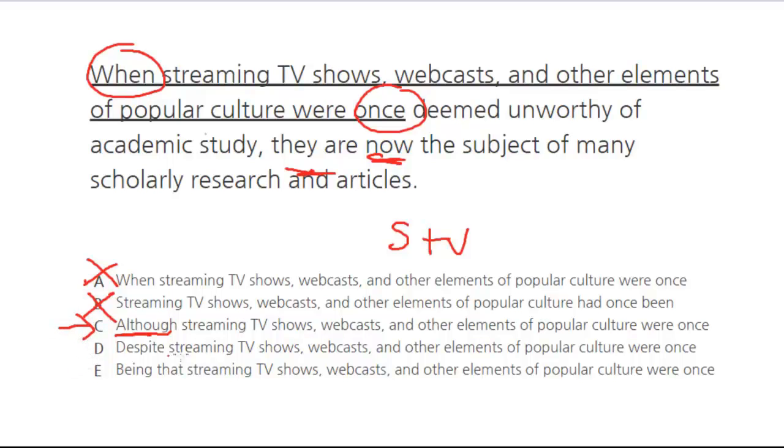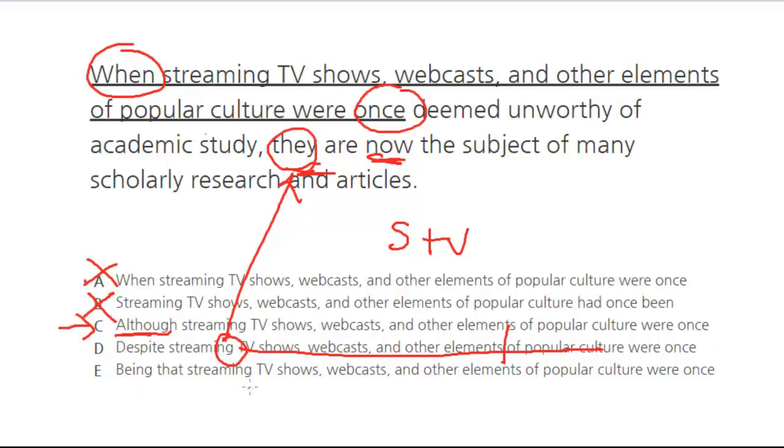Let's check D. "Despite streaming TV shows, webcasts, and other elements of popular culture were once deemed unworthy." So forget all these things over here, right? "Despite streaming." So this "ing" is actually playing a big role. Despite streaming. Who is doing the streaming, right? We don't know. Maybe it's "they," so they are streaming themselves. Well, I guess it could kind of make sense, but in this part over here, "elements of popular culture were once," it seems like they're trying to make another sentence. But this "ing" is talking about "they," or they're trying to make this a separate sentence in itself, right? It really doesn't fit. What about E?